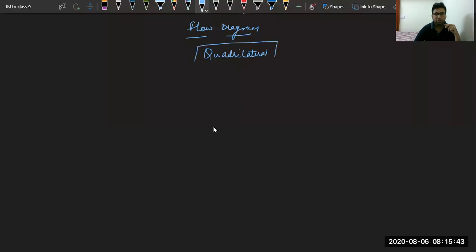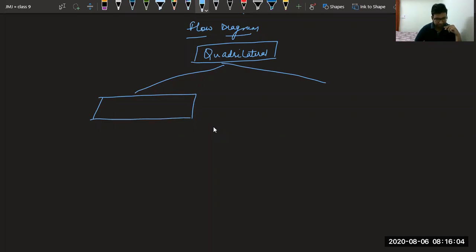Third generation above. Quadrilateral. Now quadrilateral has two types. All of you, please suggest. Fast. Quadrilateral has two types. Kite and trapezium. Very good. So trapezium and kite.